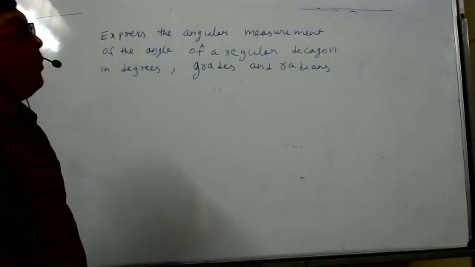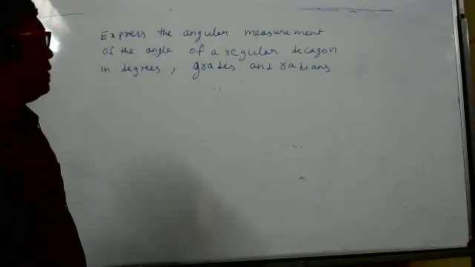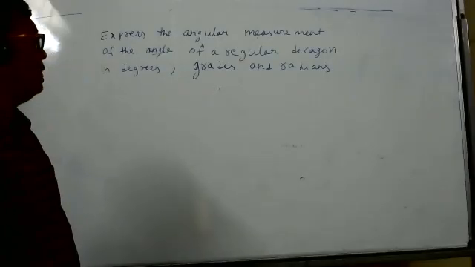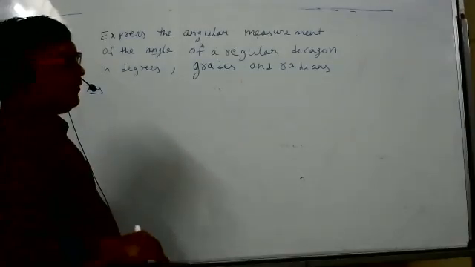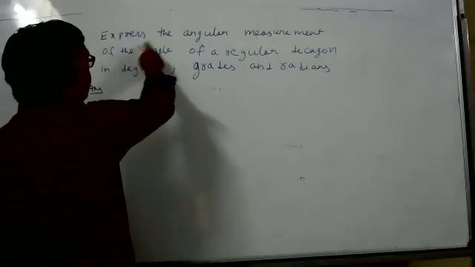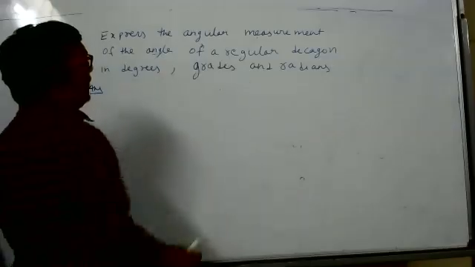Decagon is a polygon having how many sides? Anybody knows? 10 sides. So what will be each angle? Angle of a regular decagon. 36. Each angle will be 36. How? 360 divided by 10. But that is the central angle, student. That one is the central angle. Am I asking the central angle, or are they asking the central angle? Express the angular measurement of the angle of a regular decagon.